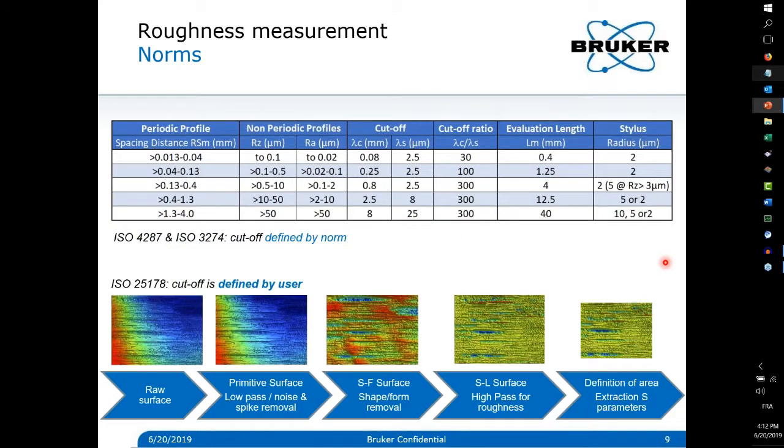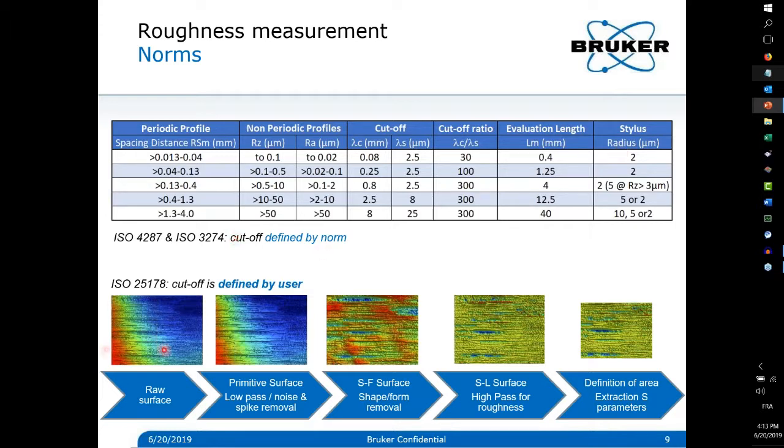In terms of roughness measurements and in terms of norms, the norm for single profile has been there for a very long time, and it's defined by the ISO 4287 norm, and everything is really defined. So it defines whether your profile is periodic or random, and then the cutoffs are well defined together with the evaluation length. So you know exactly how long the profile should be and what kind of filter and cutoff to apply. So in that sense, it's very well squared away.